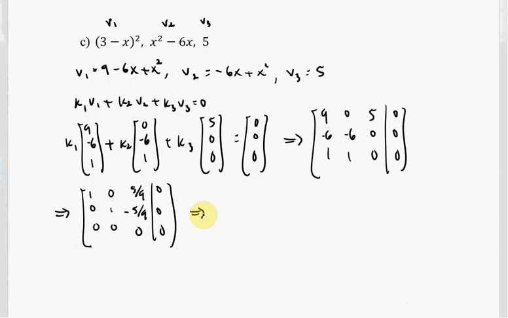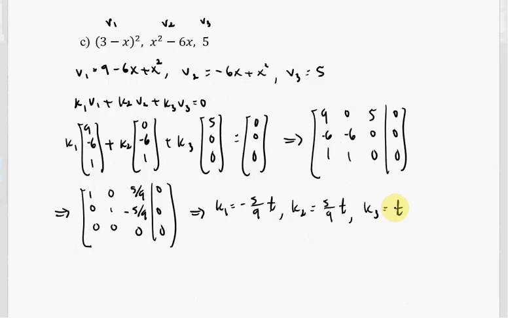I get K1 is equal to negative 5 over 9 t. K sub 2 is 5 over 9 t. And then K sub 3 is equal to t. Well, since these scalars are not all zero, then you know automatically these vectors, or these polynomials, are linearly dependent. Let me show you why.